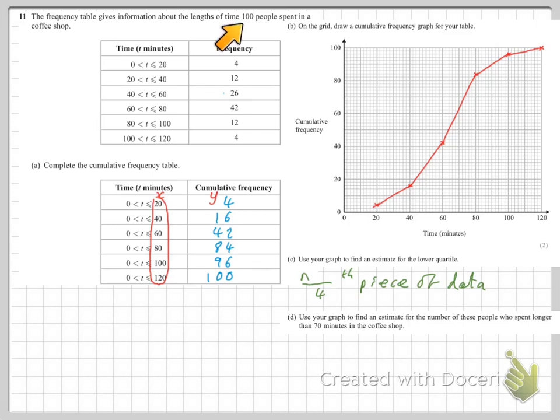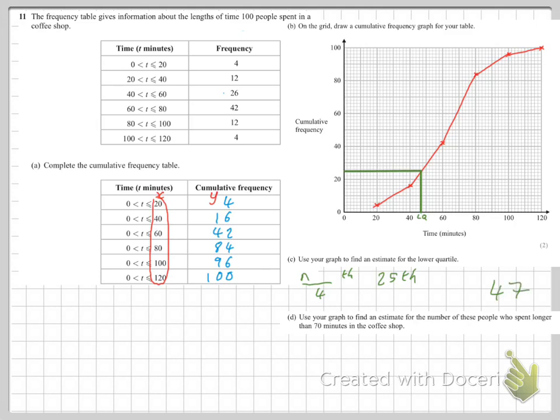N is the number of people. N always stands for number of objects in the survey in statistics. So 100 divided by 4, 25. So we're looking for the 25th piece of data. So draw a line along from 25 on cumulative frequency and down, and that gives us the value of our lower quartile, and that reads off at about 47.